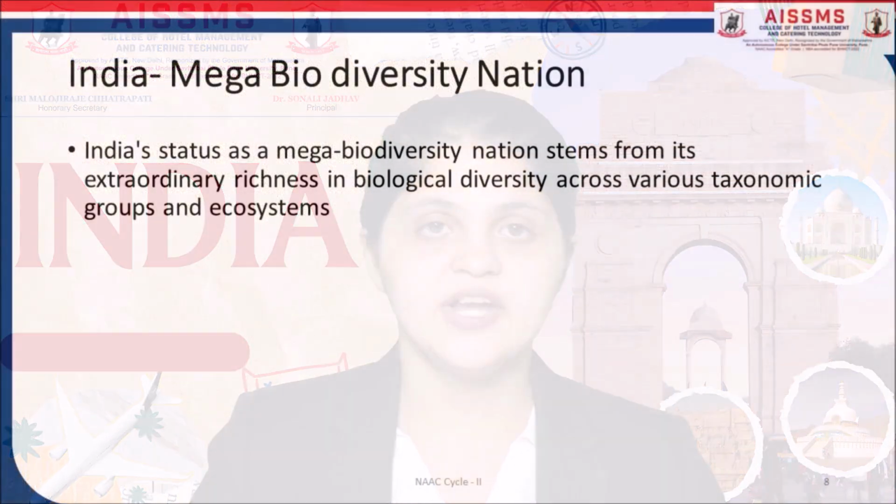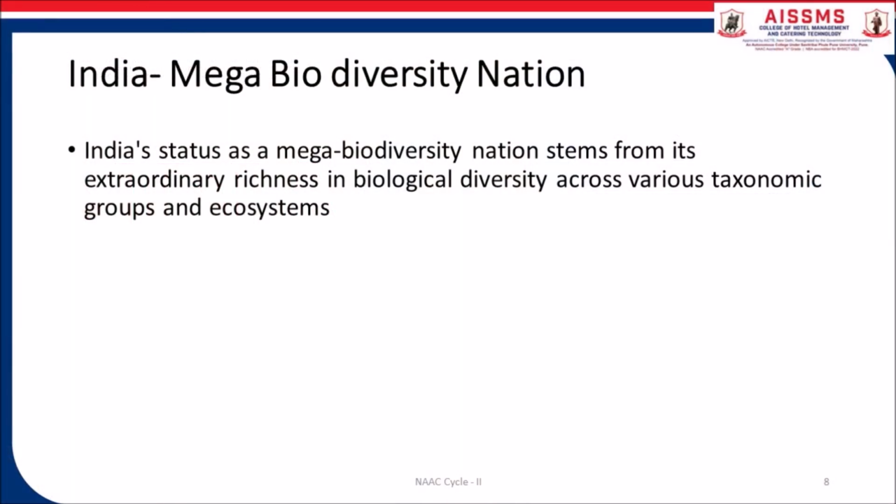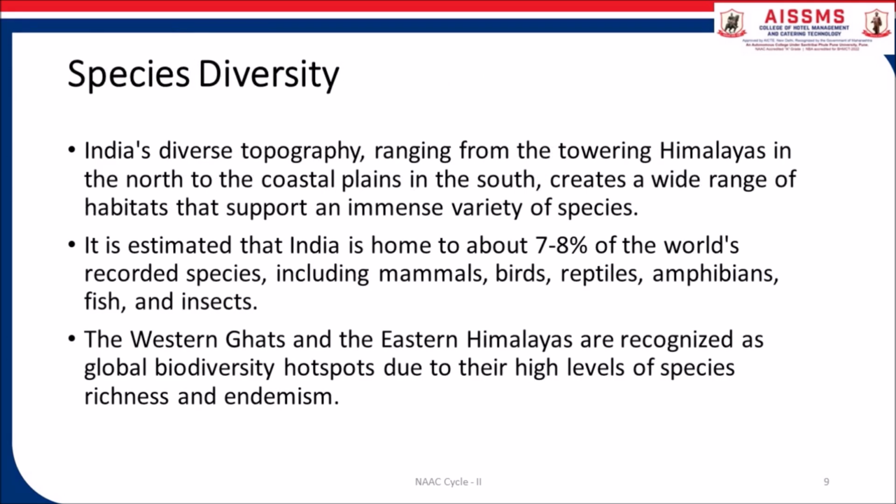India as a mega-biodiverse nation. India's status as a mega-biodiversity nation stems from its extraordinary richness in biodiversity across various taxonomic groups and ecosystems. Species diversity. India's diverse topography, ranging from the towering Himalayas in the north to the coastal plains in the south, creates a wide range of habitats that support an immense variety of species.